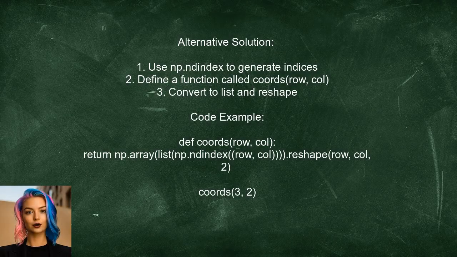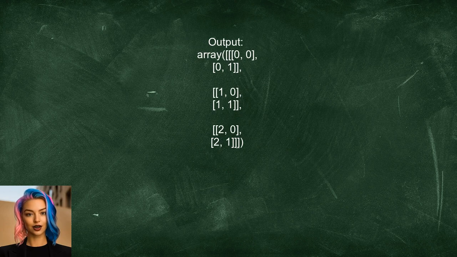An alternative approach to creating a two-dimensional array of indices is to use the NumPy function called np.ndindex. This function generates the indices for a given shape. You can define a function called coords that takes the number of rows and columns as inputs. Inside this function, you convert the output of np.ndindex into a list and then reshape it into the desired format.